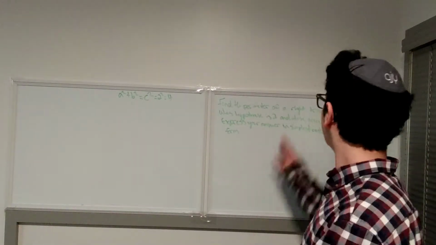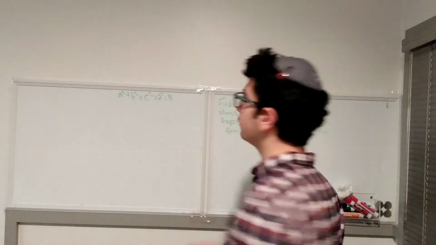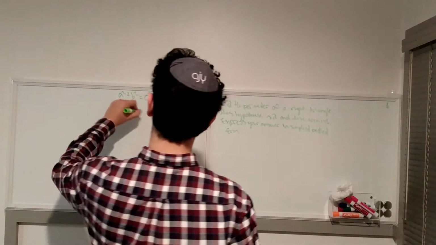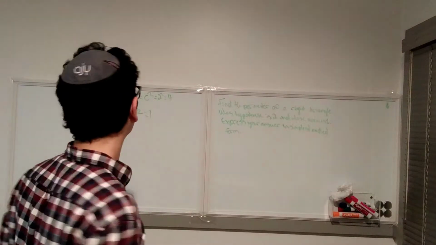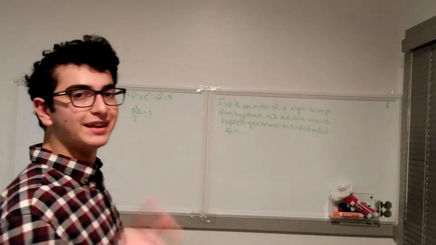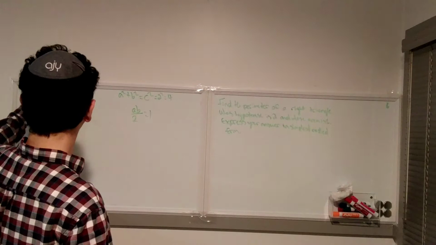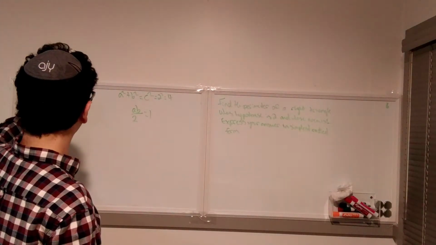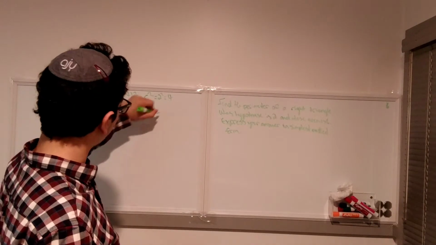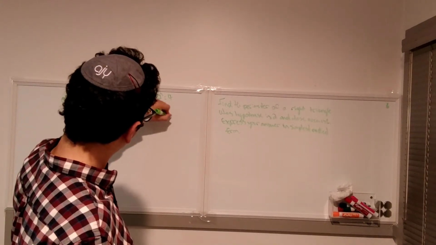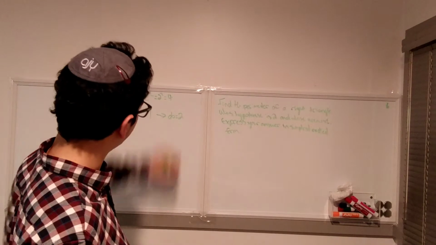Okay, just writing down what I know. It also says the area is 1. So the formula for area is bh over 2, and that is equal to 1. Now, here's where you really need to know your stuff. You can say a squared plus b squared, and then here, let's change this to just ab. ab is equal to 2.